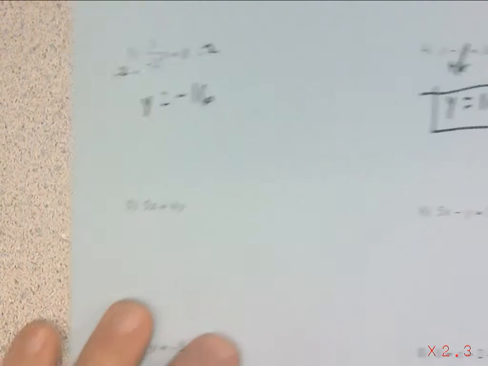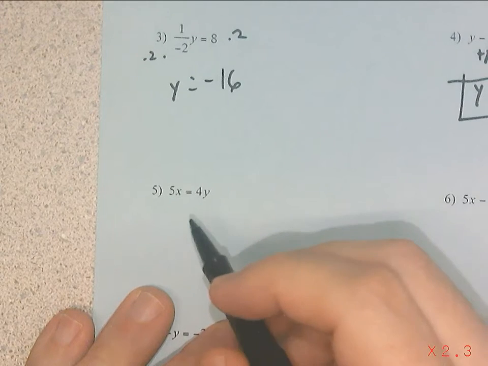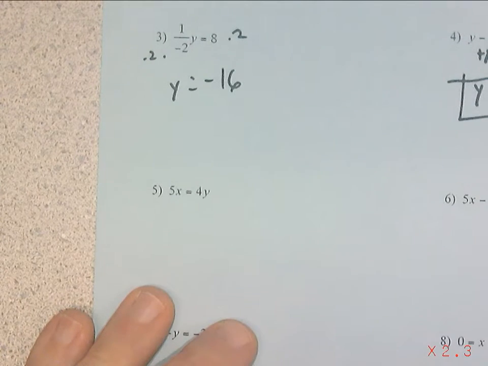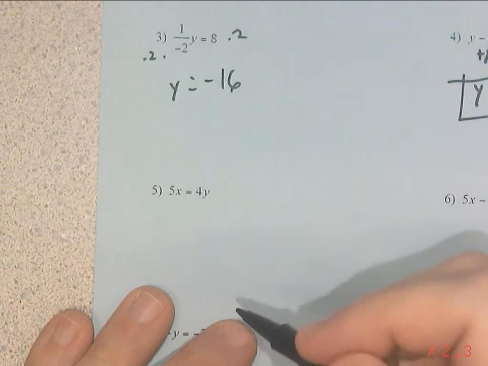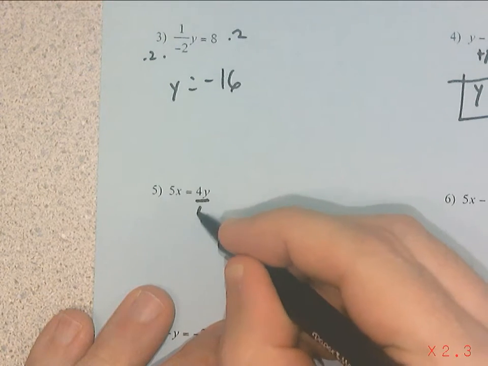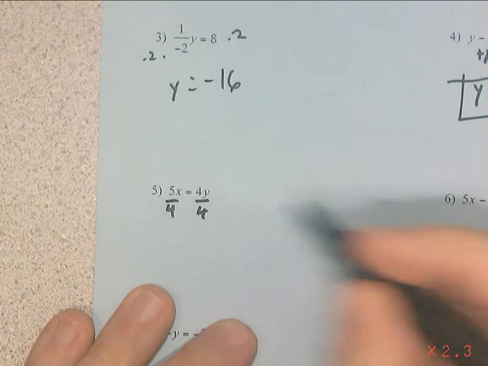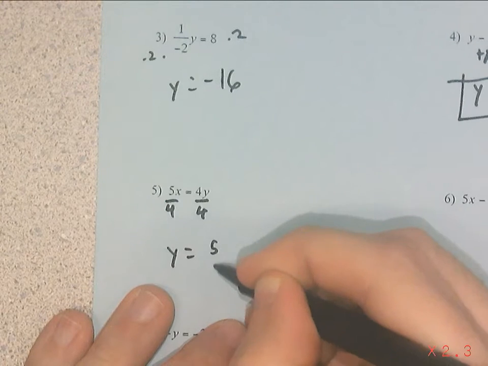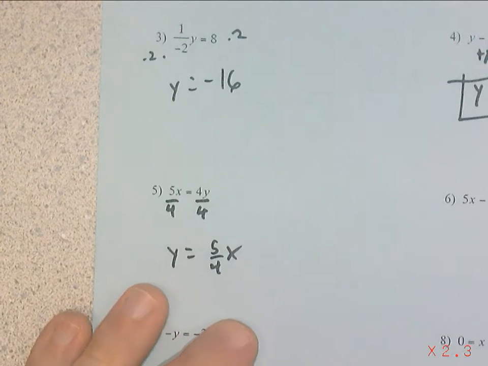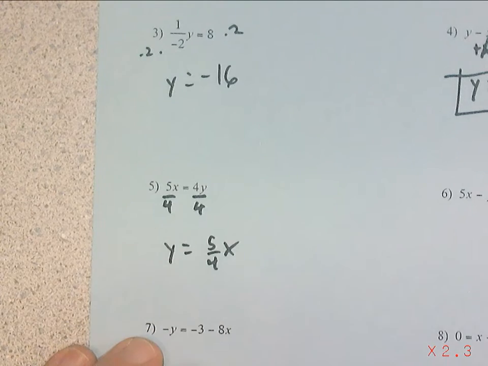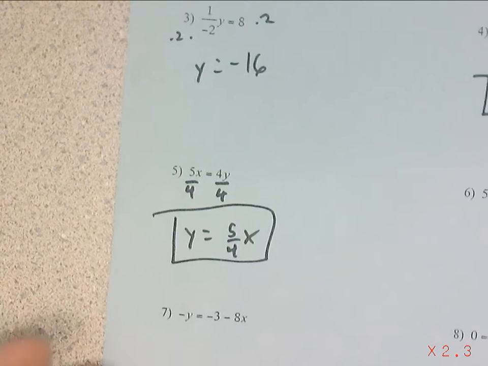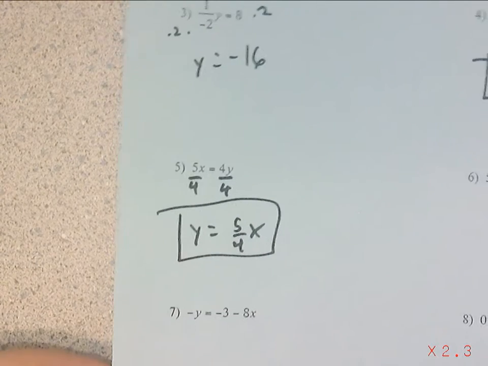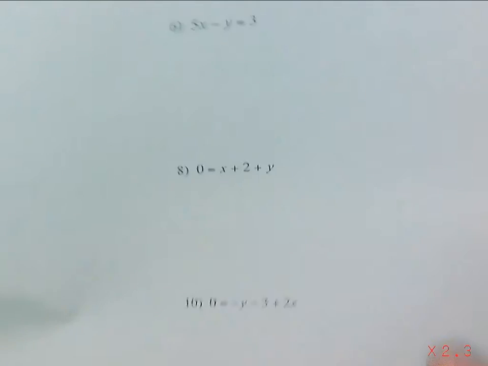If I look at number 5 here, I have the y on this side, and again, I'm trying to get that y by itself. So it has a 4 next to it. So what I would do is divide by 4. And that leaves me with y is equal to 5 over 4 x. And that would be my answer. There's no warning. It's not an inequality. Not dividing by a negative.